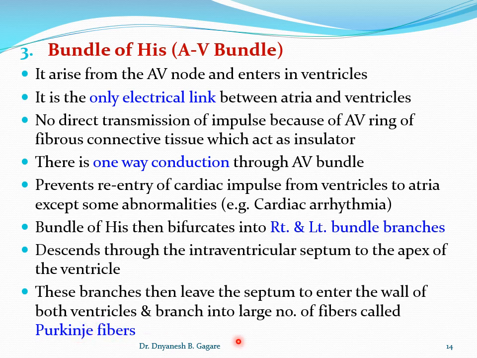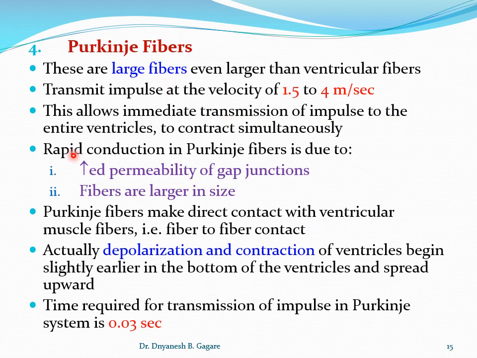Okay, so first these branches leave the septum, enter the wall of the ventricle, and divide and redivide into the Purkinje fibers. Next, the Purkinje fibers. Imagine that our impulse, which is produced in the SA node, has now reached the Purkinje fibers.